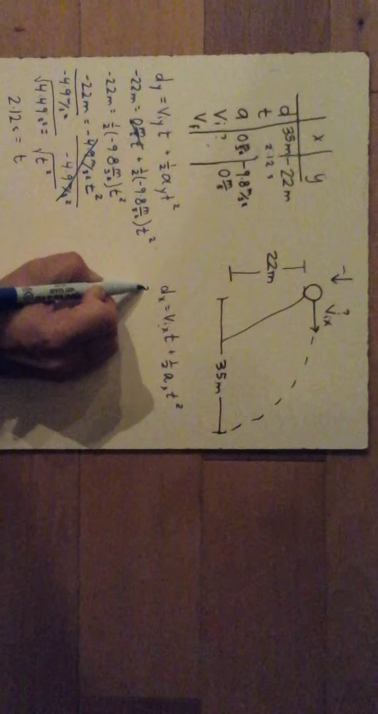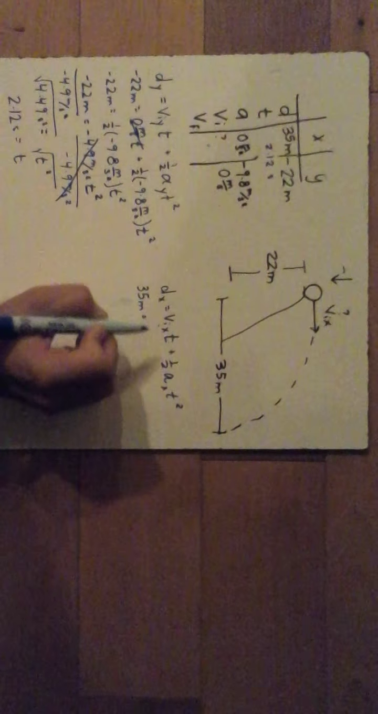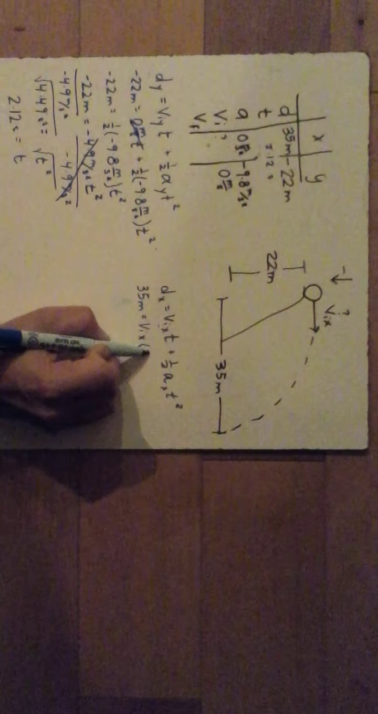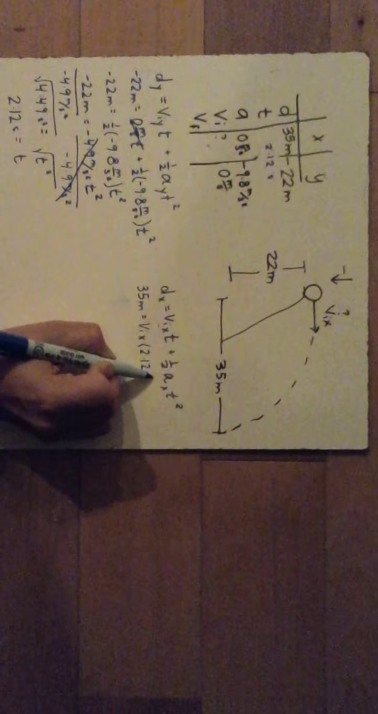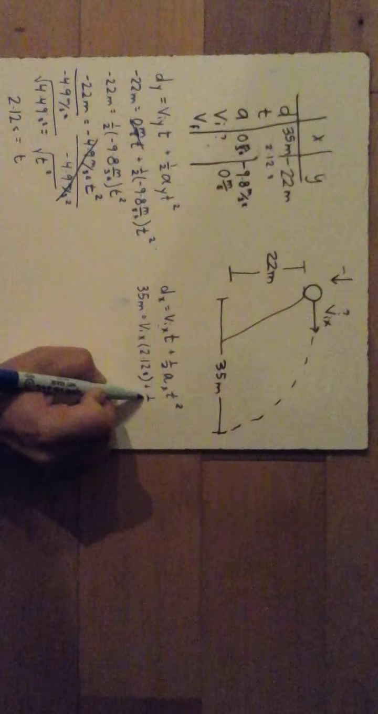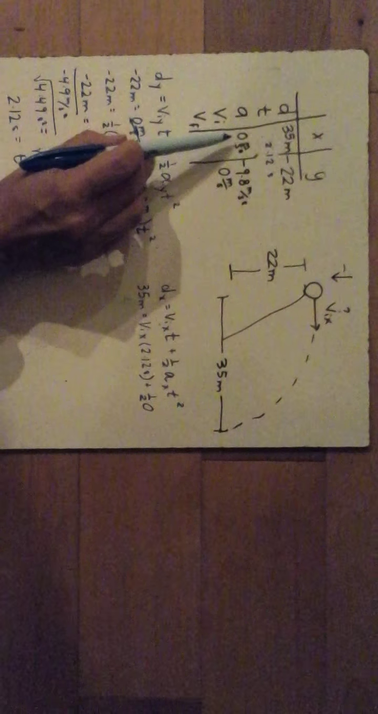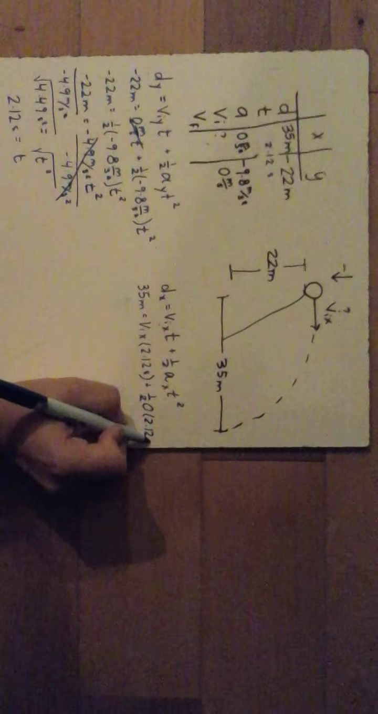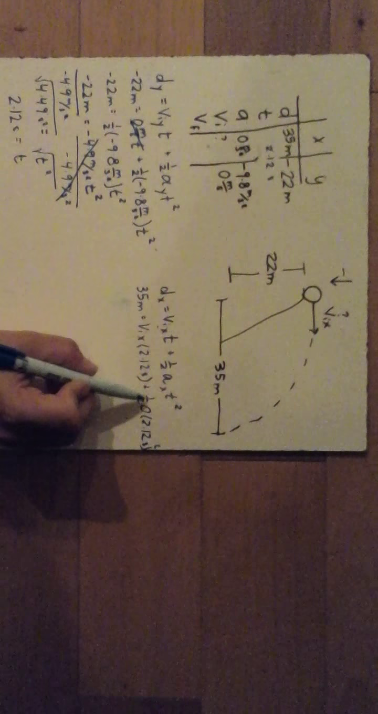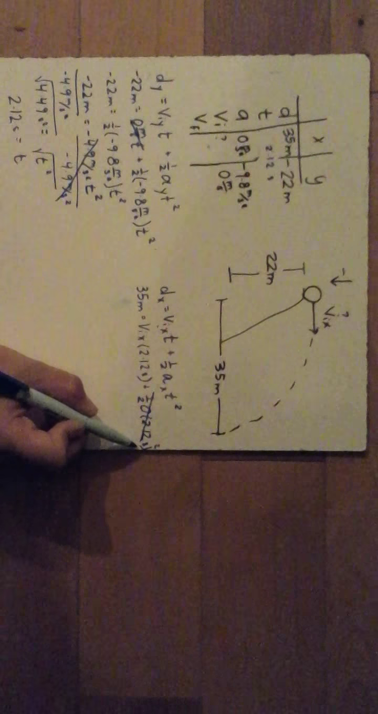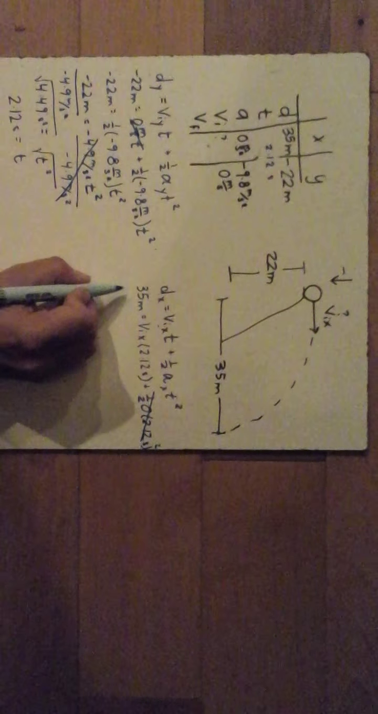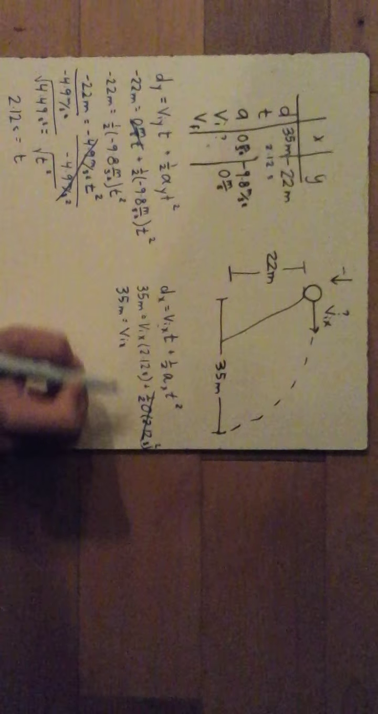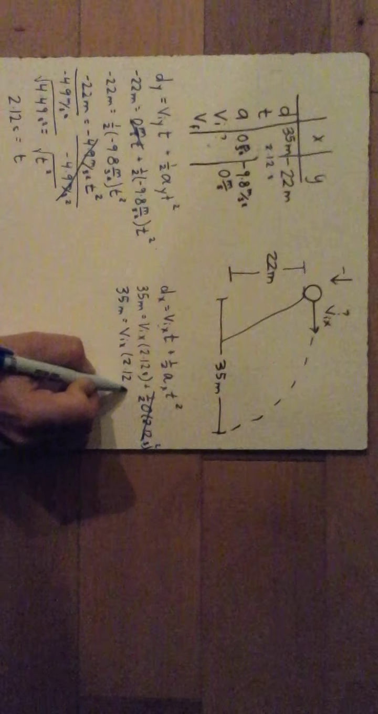Our x distance is 35 meters. The initial x velocity is what we're trying to find. The time, which we just found, is 2.12 seconds, plus 1/2 of 0, because that's our acceleration, times the time squared. This whole part will simplify down to 0. So what we're going to be left with is 35 meters equals the initial x velocity times 2.12 seconds.